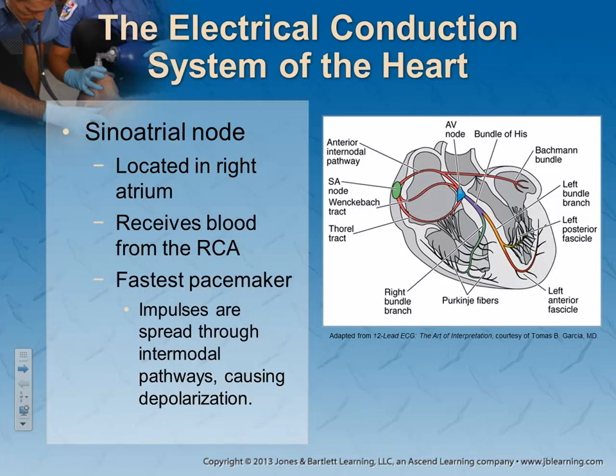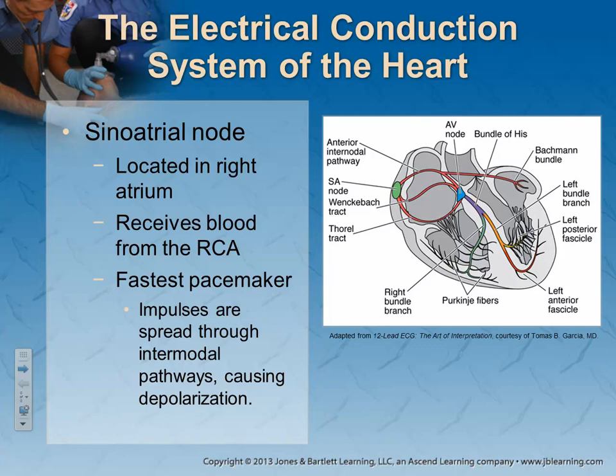So the SA node is going to be located in the right atrium. Now, the heart, when it pumps, does the right side pump and then the left side pump? Does the top pump and then the bottom pump? That's not what happens. Both atria are going to contract and both ventricles are going to contract. Alright? So both pumps are pumping at the same time, except one's pumping to the lungs and one's pumping to the body. Make sense? Alright.